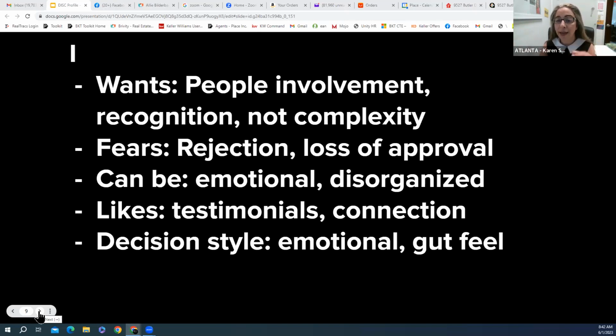So if you have a client who's high I and they keep losing on offers that you write, you're going to have to learn to be empathetic to them and let them sit and talk about their pain and their challenges, because they're sad. Does that make sense? Okay. They can be emotional. Is anybody here a high I? Raise your hand. Okay, thank you for owning that.